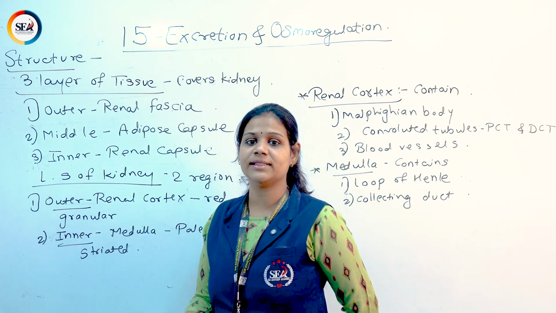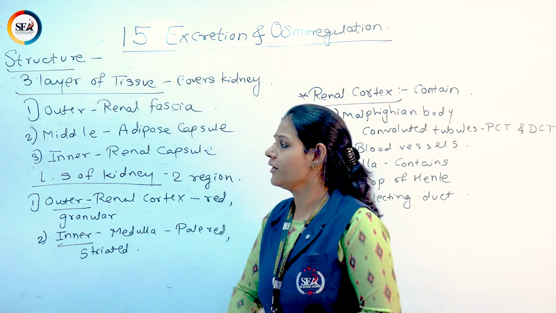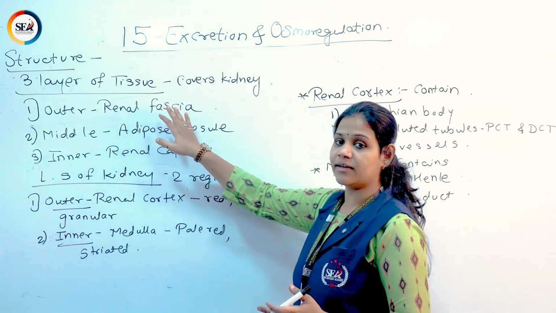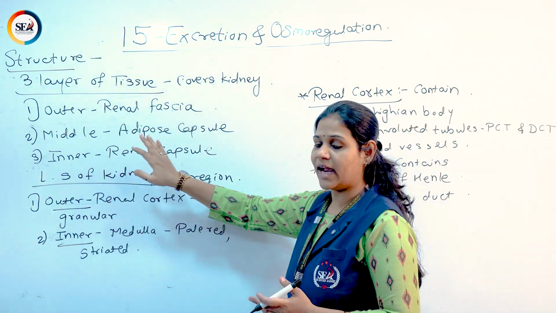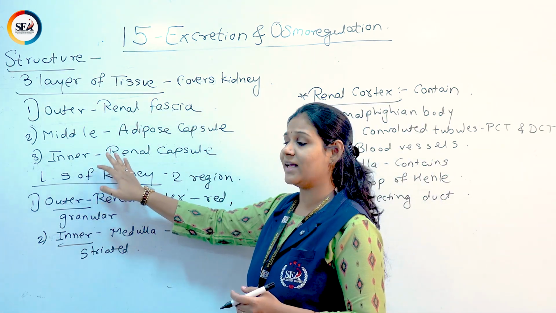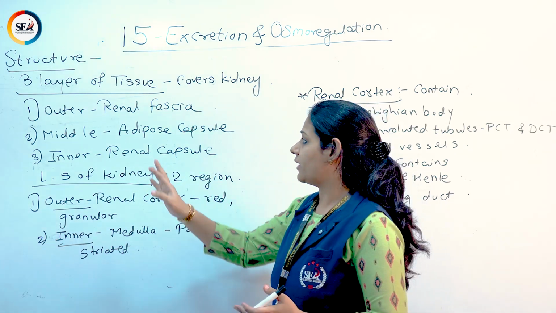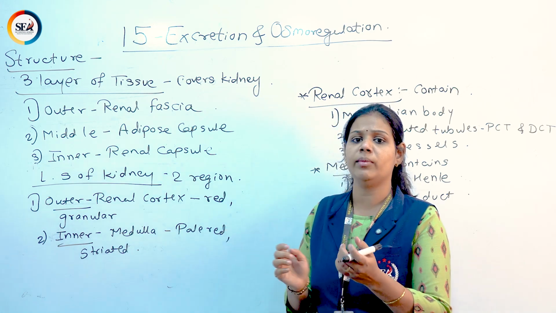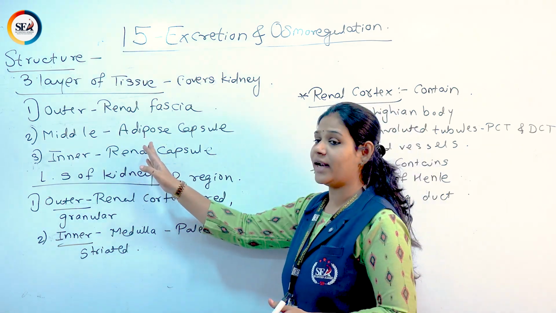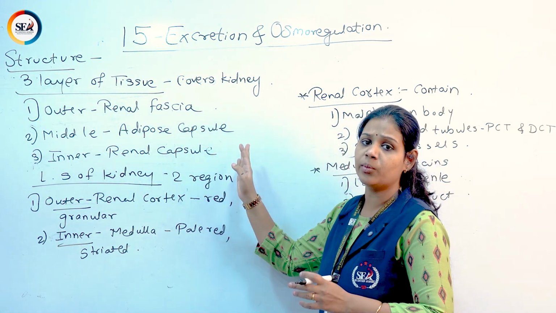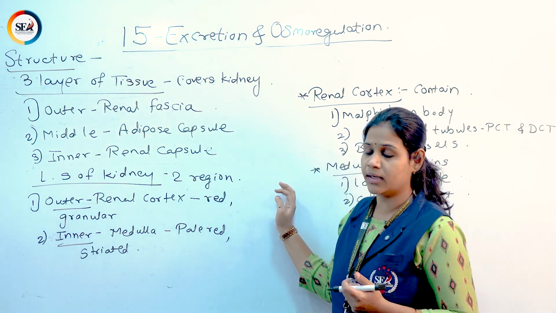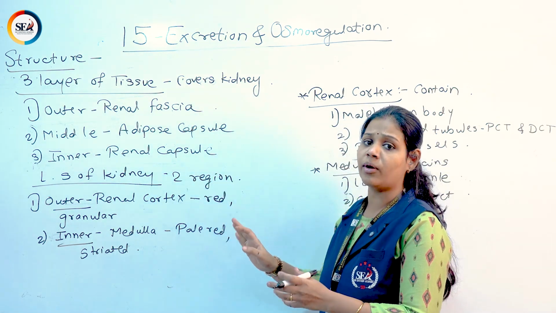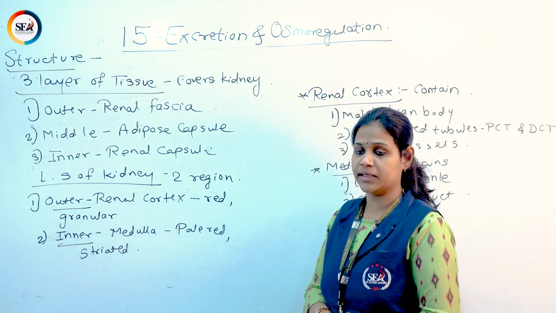The next point is the structure of kidney. There are a total of 3 layers of tissues which cover the kidney. The outer is called renal fascia, the middle is called adipose capsule and the inner is called renal capsule. The outer layer, renal fascia, attaches the kidney to the abdominal wall. The middle layer, adipose capsule, acts as a shock absorber. The third inner layer, renal capsule, helps prevent spreading of infection in the kidney.